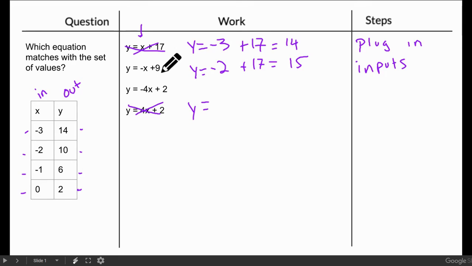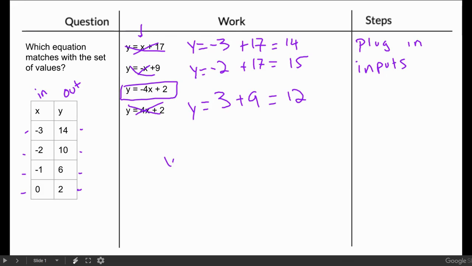So if we have -x, we're going to plug in -3 here. A -3 is just +3, plus 9 equals 12. Okay, so that one is not matching up with our first one. So by process of elimination, it's this one here.